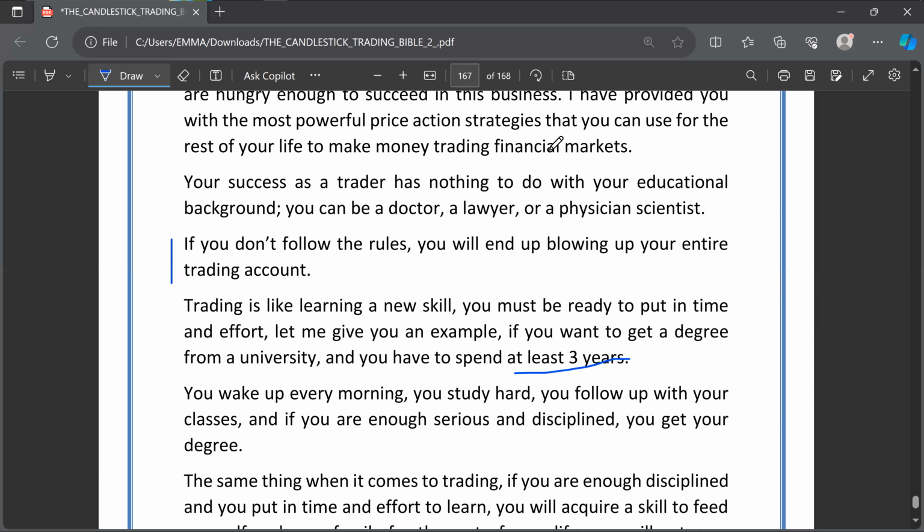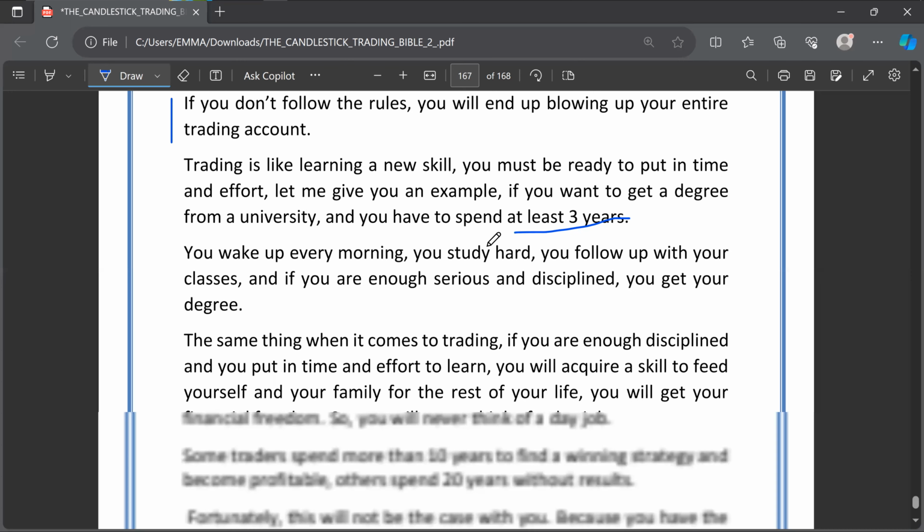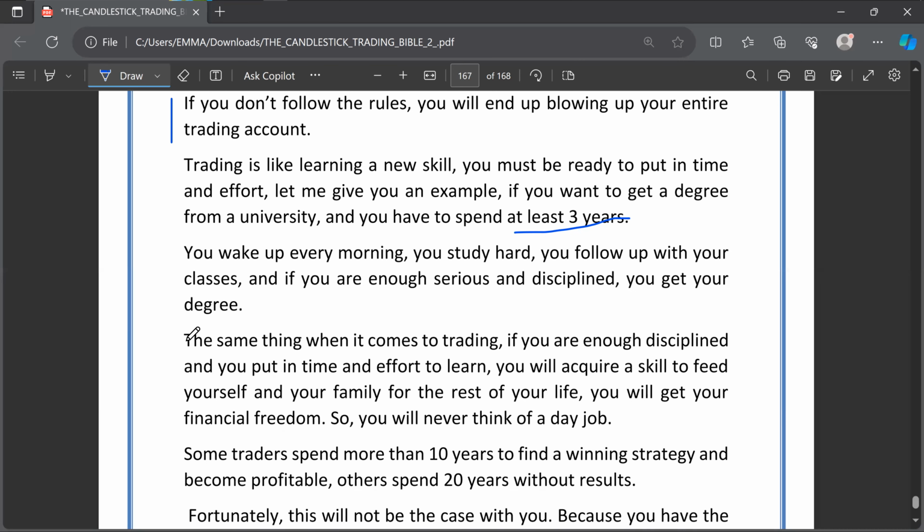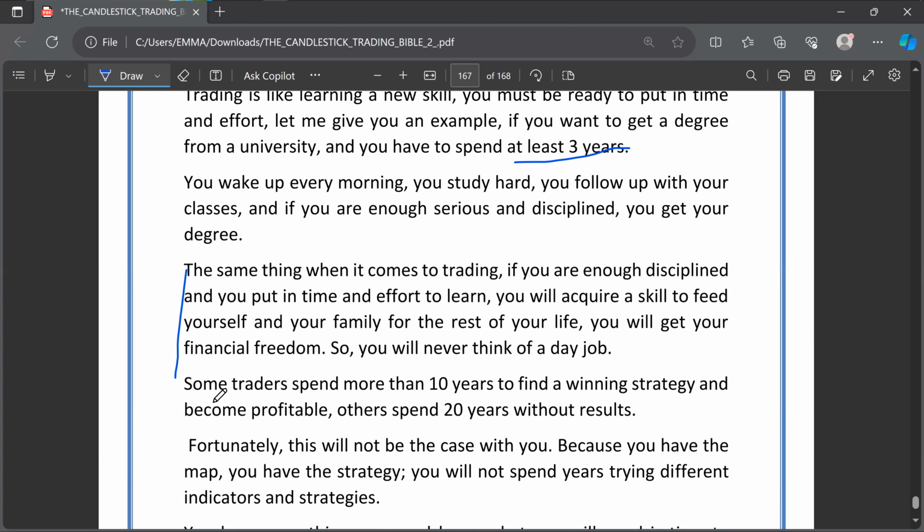Don't try to beat nature. Now, the same thing applies to trading. If you are disciplined enough and you put in enough time and effort to learn, you will acquire a skill to feed yourself and your family for the rest of your life. And you will get your financial freedom. So you will never think of a day job, the regular job that you do. If you can do this very well, I bet you will not need to do a regular job.